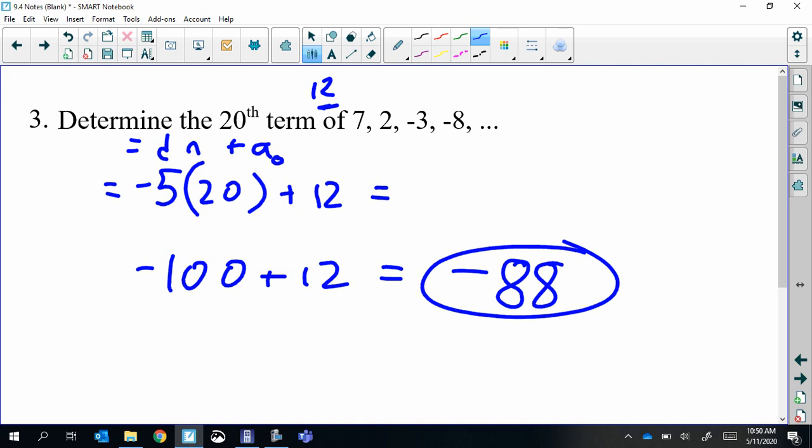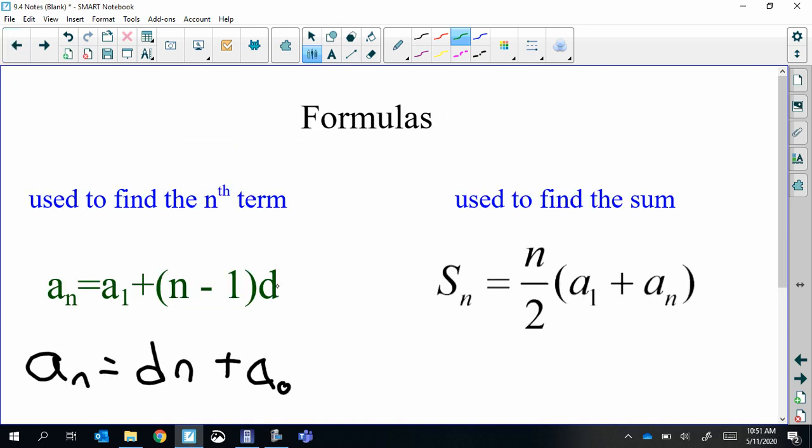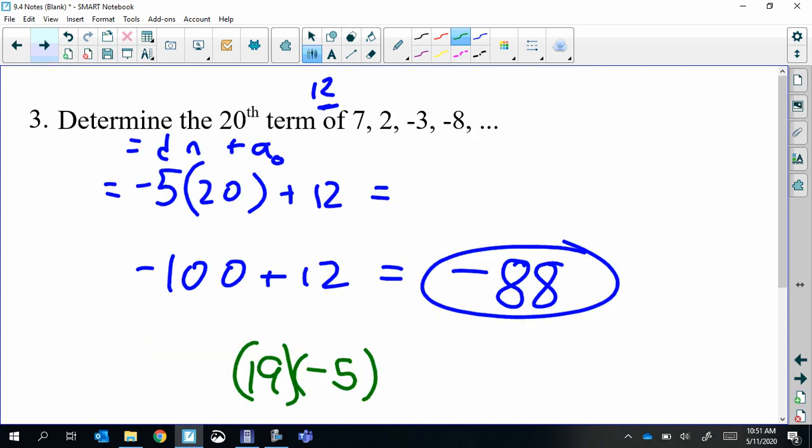Negative 88. You could have done the same thing with that other formula. You do n minus 1, so 20 minus 1 would be 19, times d. d is still negative 5. So that's n minus 1 times d. Going back, looking at that formula one more time for you: n minus 1 times d plus the first term. So there's n minus 1 times d plus the first term, which is 7.